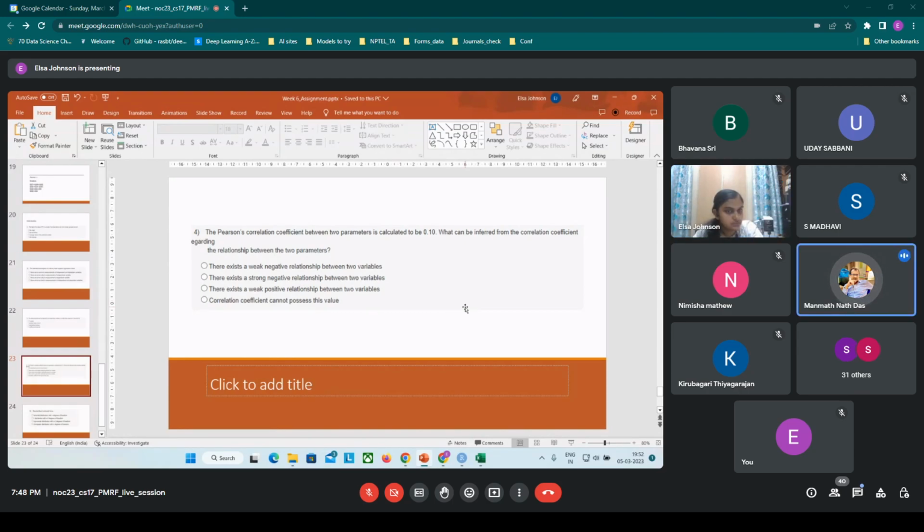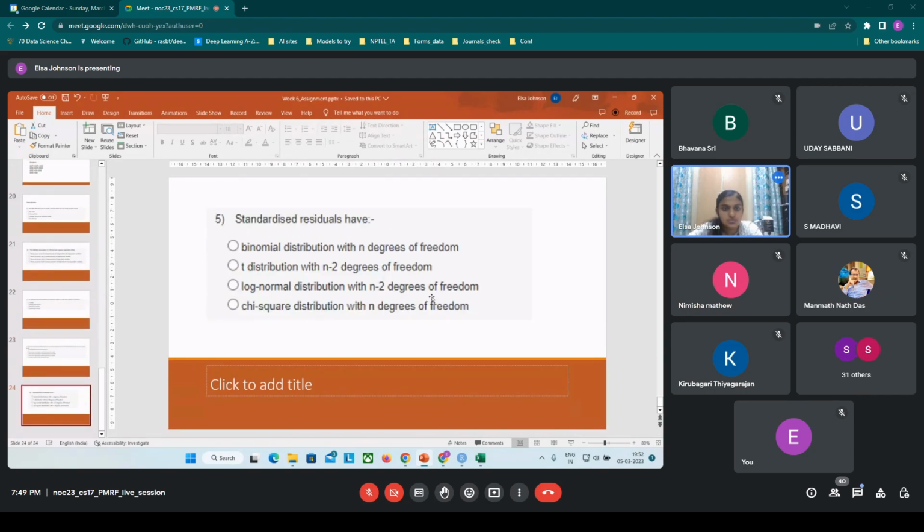Point zero means it's weakly correlated, very weakly correlated. Weakly and positive or negative? It's positive, but very weakly. Yeah. So there is a weak positive relationship between the two variables. Okay. So that is the answer.